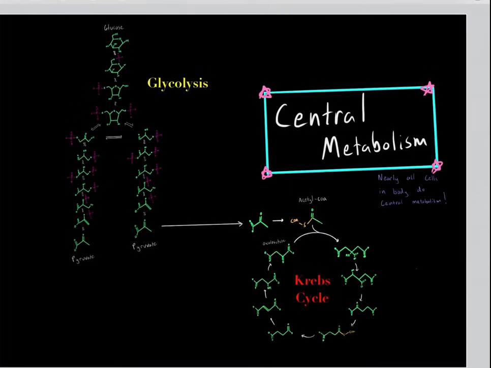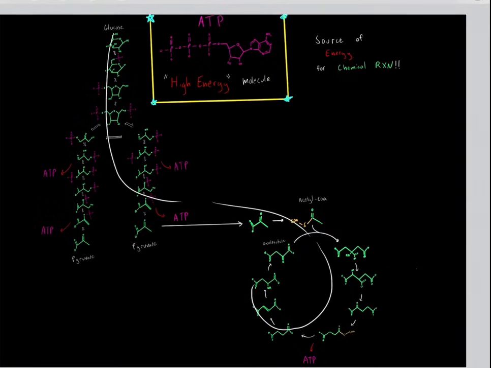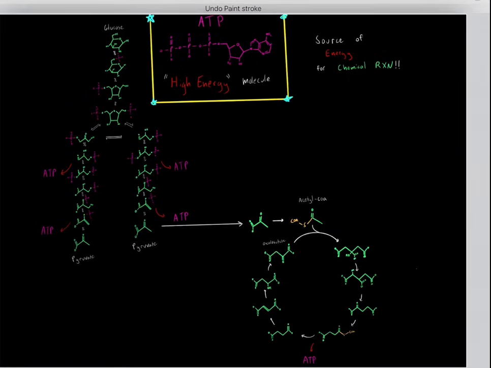But these two pathways, glycolysis and the Krebs Cycle, are collectively referred to as central metabolism, because they are at the center of all metabolism that occurs in the cell. Nearly all cells in the human body go through central metabolism. Why? Well, when we take glucose molecules through central metabolism, we create ATP molecules. And we know these ATP molecules are high energy molecules, used as a source of fuel to energize all the energetic chemical reactions the cell needs to survive.